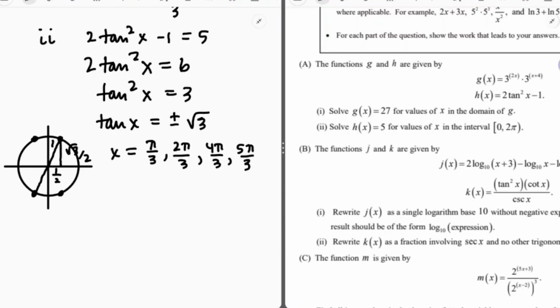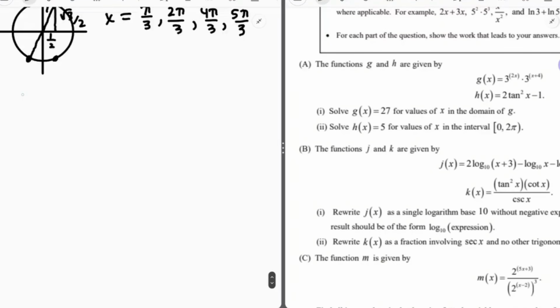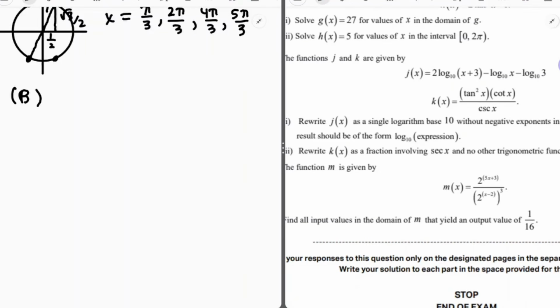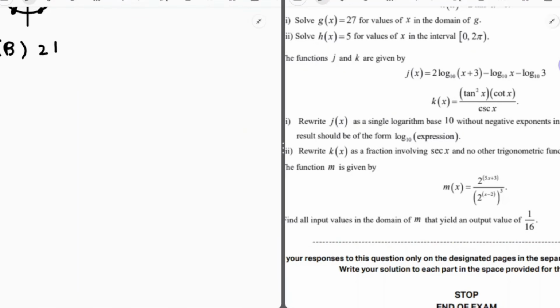Let's just keep going. Part B here. J and K are given by these two things. J is a single logarithm with base 10. So 2 log base 10 of x plus 3, minus log base 10 of x, minus log base 10 of 3.